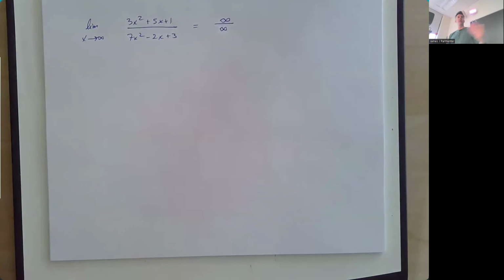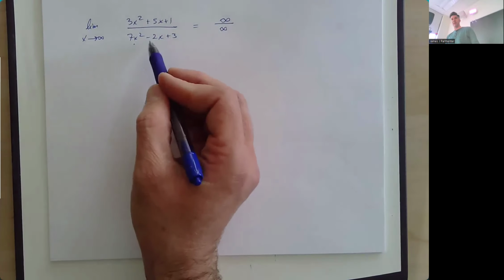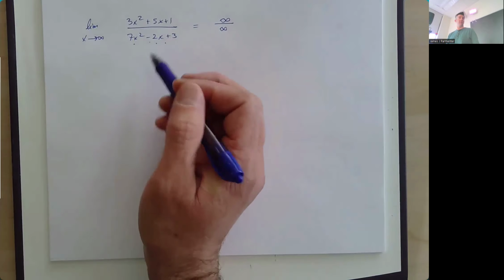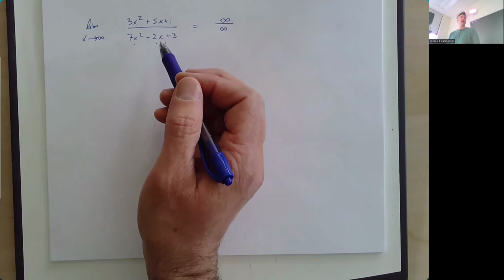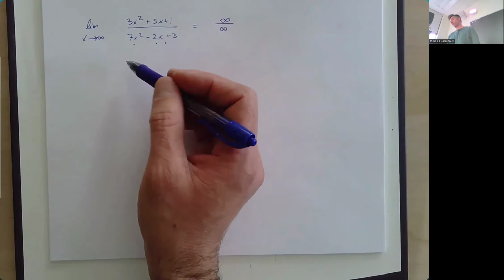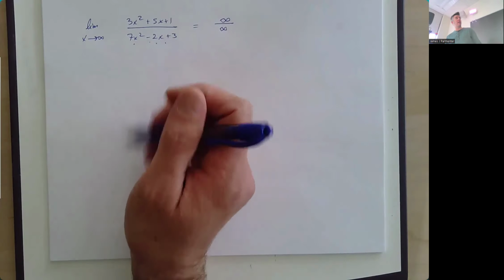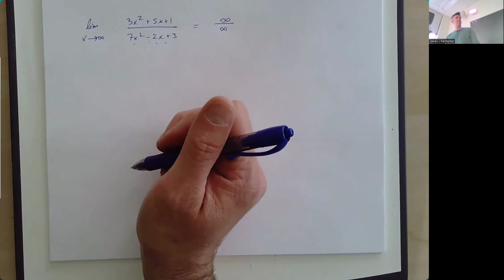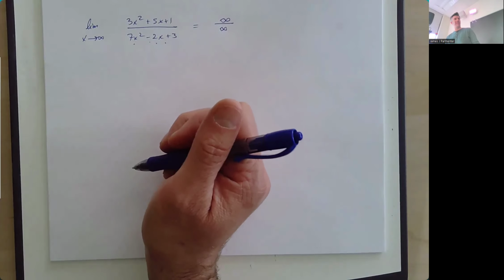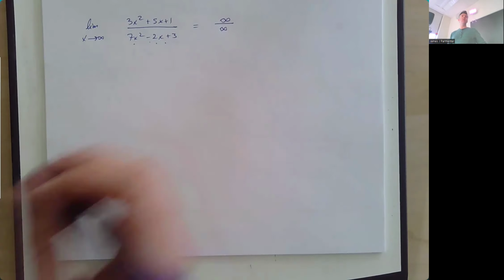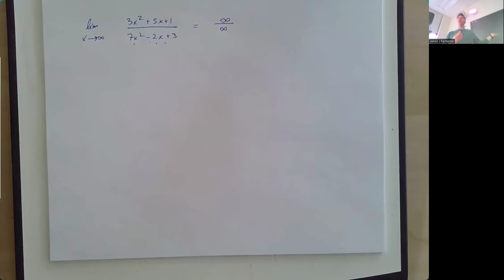The top is growing to infinity. The bottom is growing to infinity, right? Because it's definitely an infinity minus a smaller infinity plus 3. Everybody, I think, probably already knows what the answer to this is. What's the fractional answer that we will get here? Yeah, thank you. 3/7.